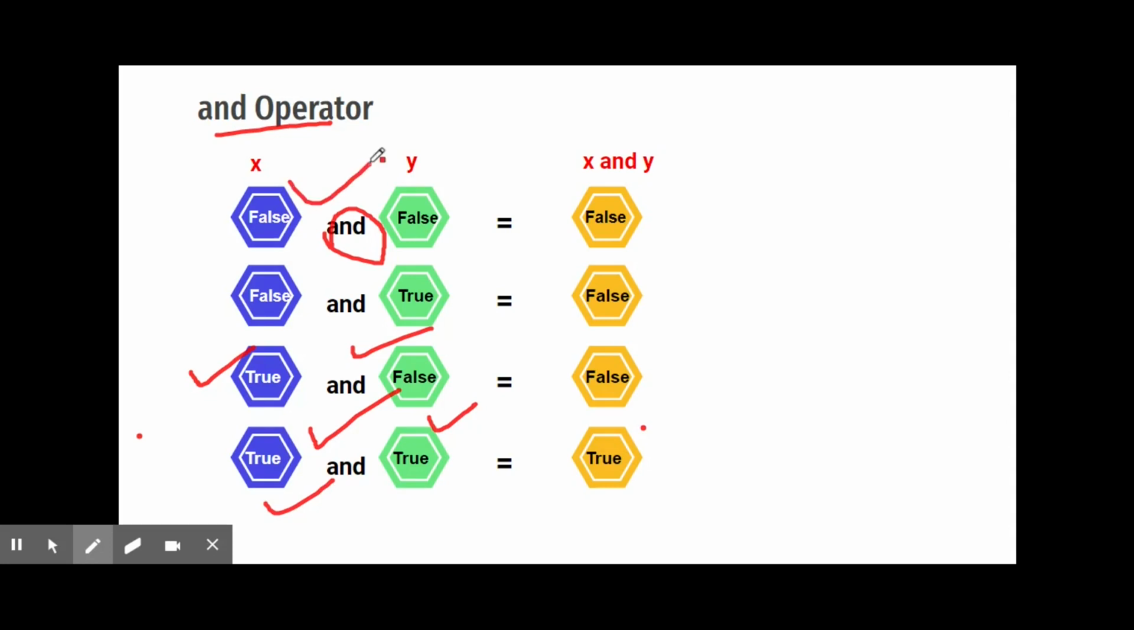Okay, this is false because both are false. In this only one of them is true, so this is also false. In this also only one of them is true, so this is also false. Only the last condition where both of them are true is giving me true.